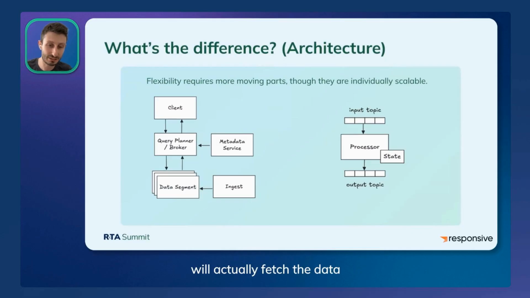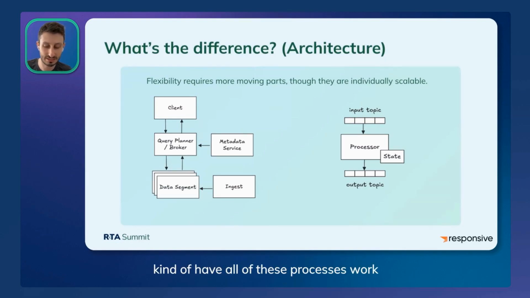This will actually fetch the data, usually parallelized across many nodes, filter out the data that's not necessary, aggregate it if required, and return that all the way back to the broker, which aggregates the responses from many segments and sends that back to the client.